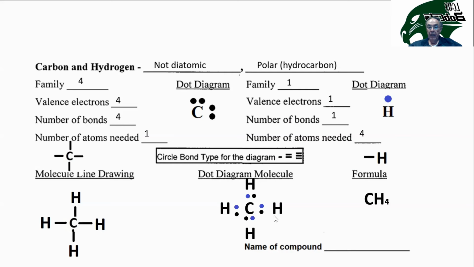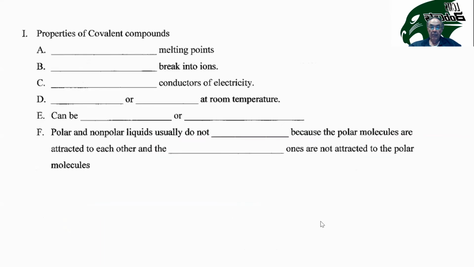And our formula is CH4. There's 1 C and 4 H's. And then the name of the compound: we don't do anything to the name of the first element, so it's carbon. And then we see this 4 here, so there's a tetra. And then it's hydride because we put IDE on the end of the second element. Okay, and we're going to pick up here next time we meet.